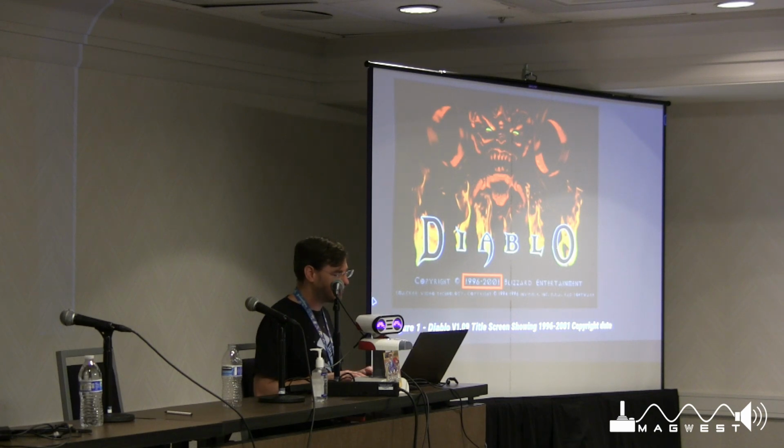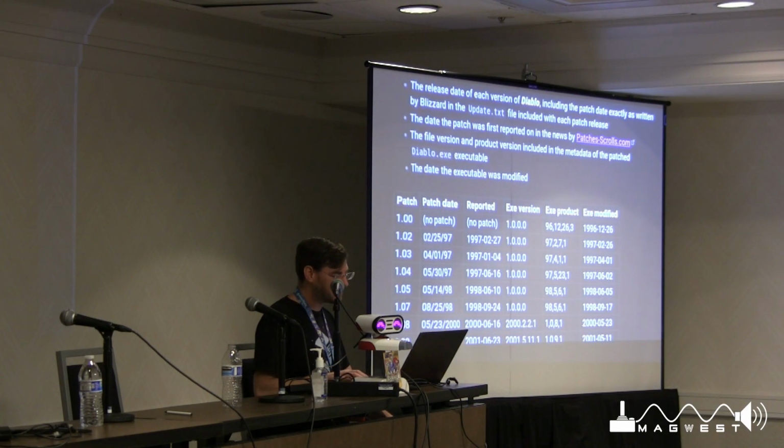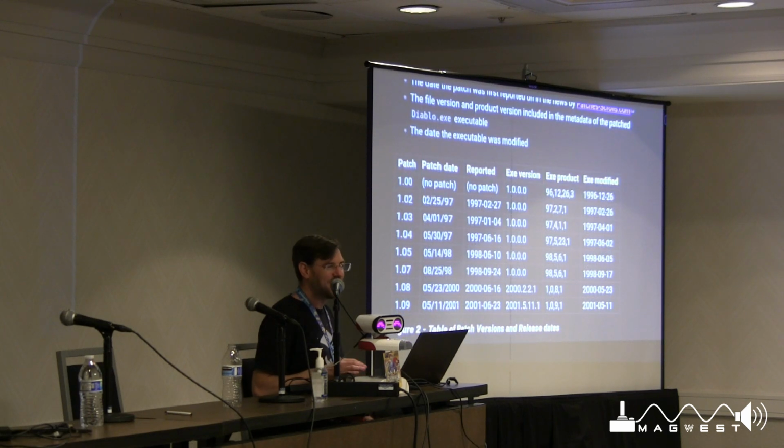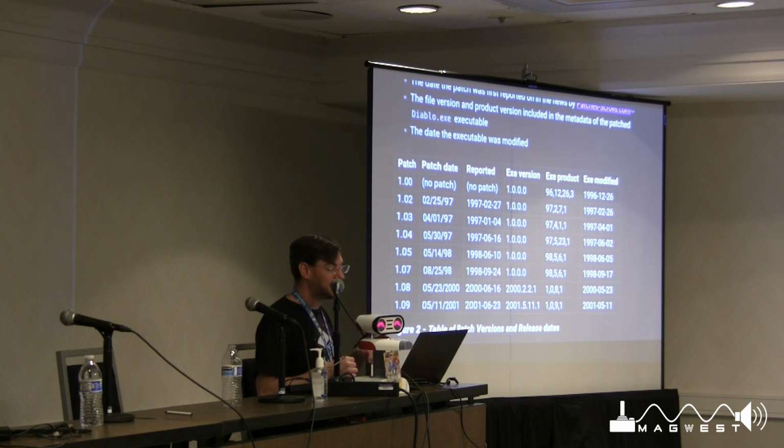And as you can see from this figure text, we can tell that Grubo started the game on version 1.09. The reason we know that is because we went to the trouble of creating this massive table of every single version. You would not believe how many hours went into making this table. This is every single release of Diablo, every single date that it was announced on a website called patchesscrolls.com back in the day, if anybody remembers that.